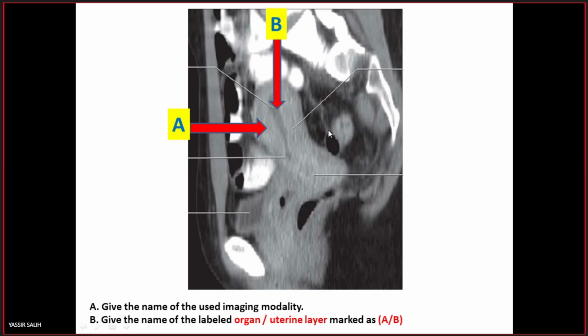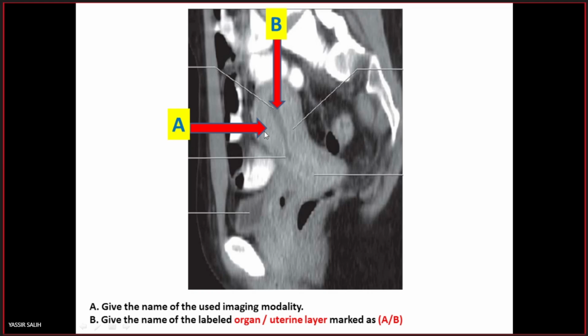Give the name of the used imaging modality. X-ray. Yes, CT. Which plane? Is it coronal, sagittal, axial? Which one? Sagittal. Thank you. These are the spine, posterior, and this is the anterior.